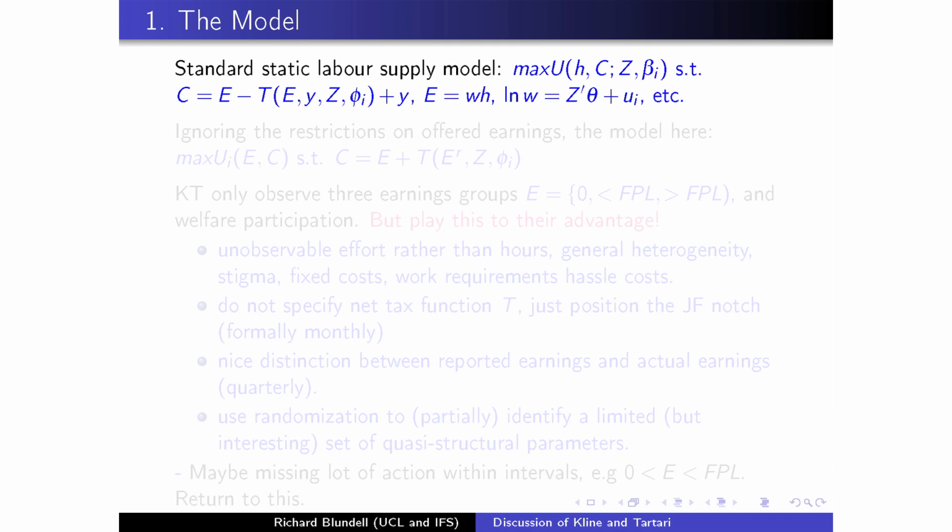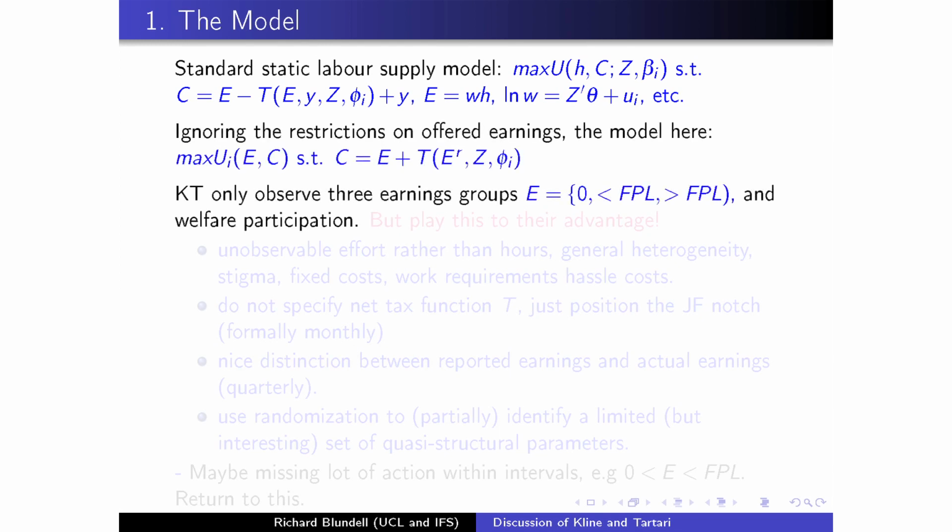And in fact, what KT do is they're going to model utility as a function of earnings and consumption, just a straight constraint, and everything's indexed by i, so it can be completely general, which is terrific. They've got a very coarse measure of earnings in these three, either zero, below the federal poverty line or above it, and welfare participation. That's about all they're going to use here. So that's almost taking out everything that you have in the standard model.